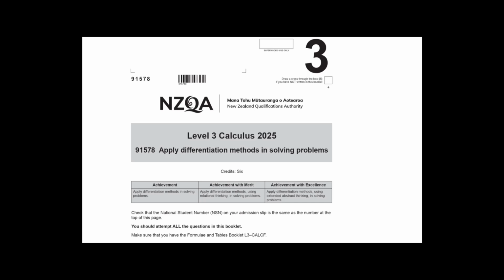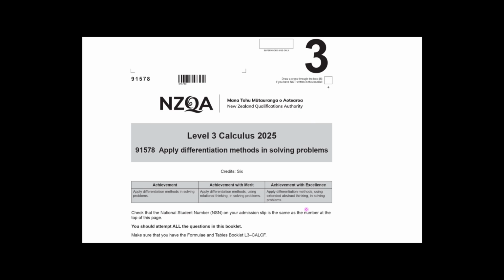Well, now we get to the sharp end of mathematics. This is level 3 calculus. Apply differentiation methods in solving problems. So differentiation. Every one of these questions, you're going to need to differentiate something. It's worth 6 credits and it is the fundamental calculus that you need to know.